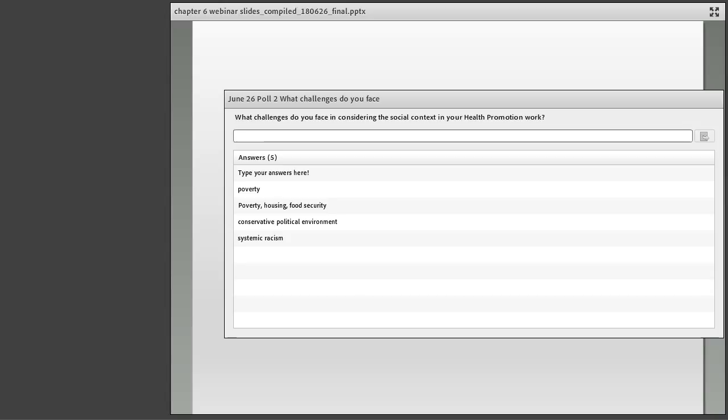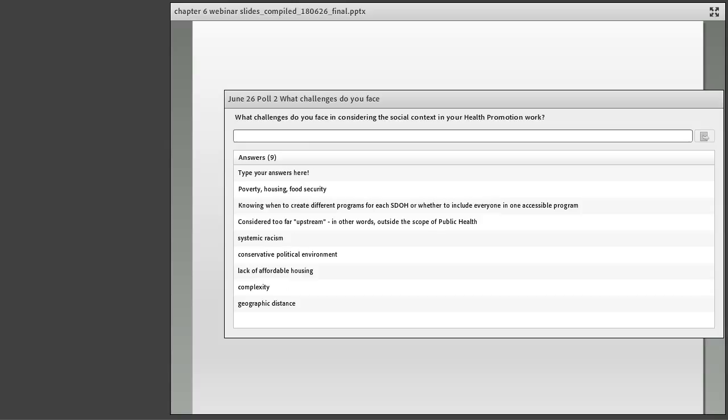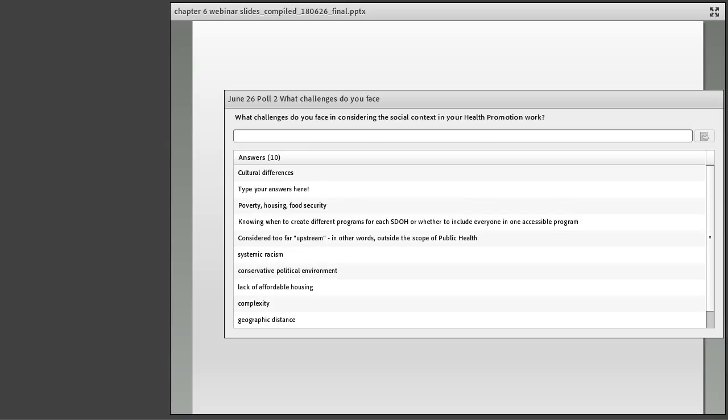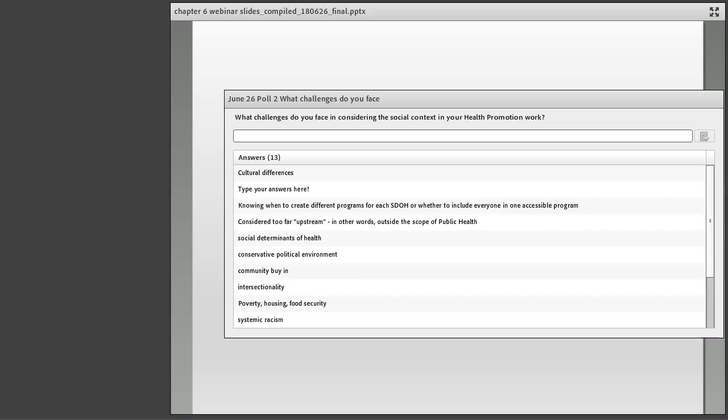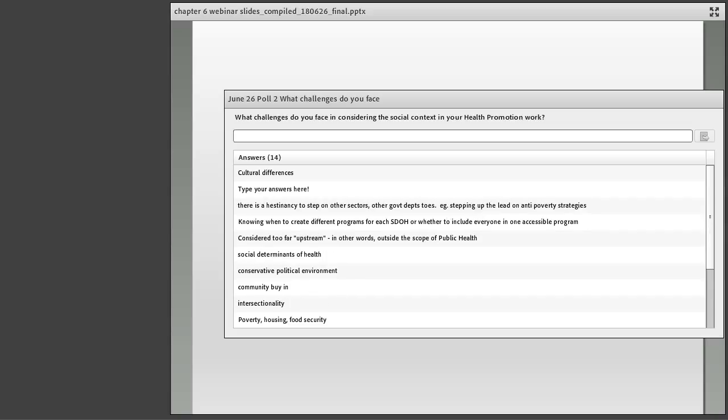What are some of those challenges? So poverty, housing, food security. So definitely those common determinants of health that we hear about. Lack of affordable housing, geographic distance, systemic racism, which is absolutely one of those deep embedded structural determinants that can affect so many things. Cultural differences, knowing when to create different programs for each SVOH.